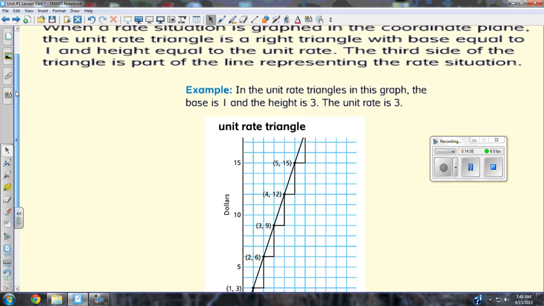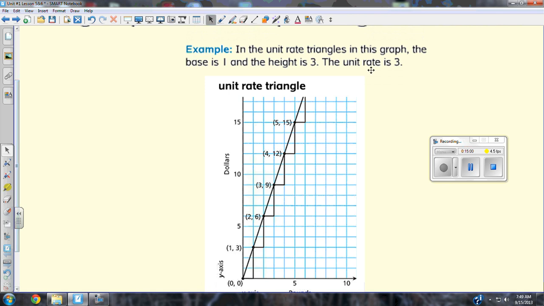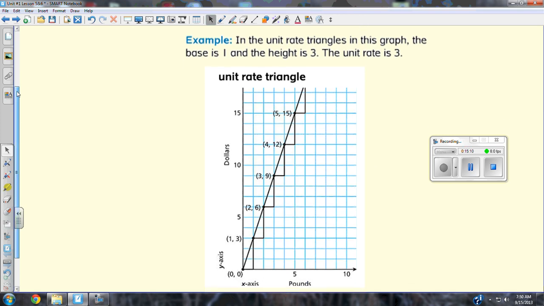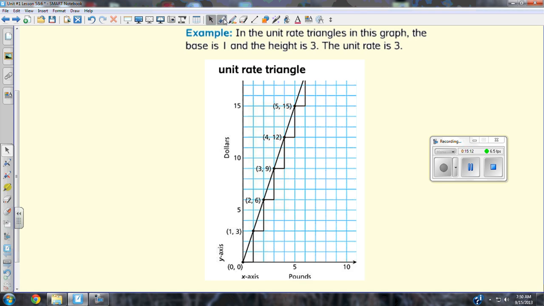So here we have an example. In the unit rate triangles in this graph, the base is 1 and the height is 3. The unit rate is 3. So what I would like you to sketch in your notebook is this information I'm going to highlight in yellow. So here's your unit rate triangle. You have your labels, dollars and pounds. Here's your x-axis. Here's your y-axis. 0, 5, and 10 pounds. And then in dollars you have 0, $5, $10, and 15.